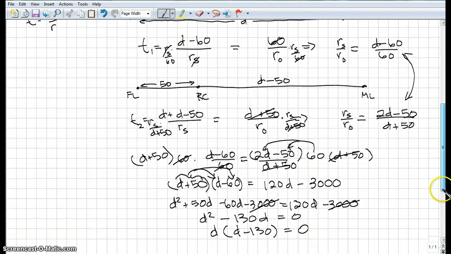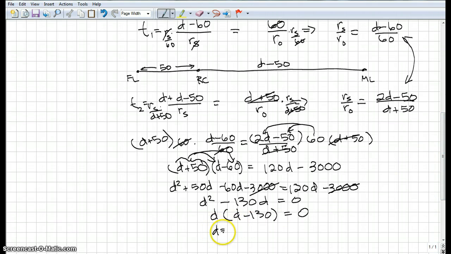So either D is equal to 0, or D is equal to 130 kilometers. And you can see that D equals 0 doesn't really make sense for what we're doing. They're not like Moose Lake and Forest Lake. We know they are not at the same place. We've been told they're not at the same place, so this doesn't make sense based on our problem. But this makes sense. Alright, so Moose Lake and Forest Lake are 130 kilometers apart.